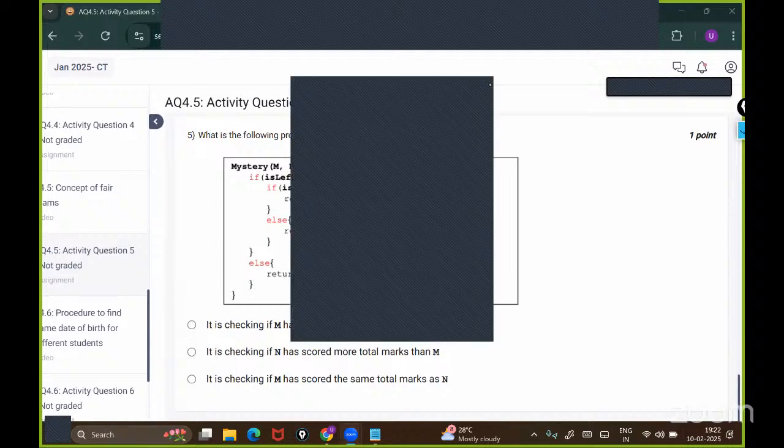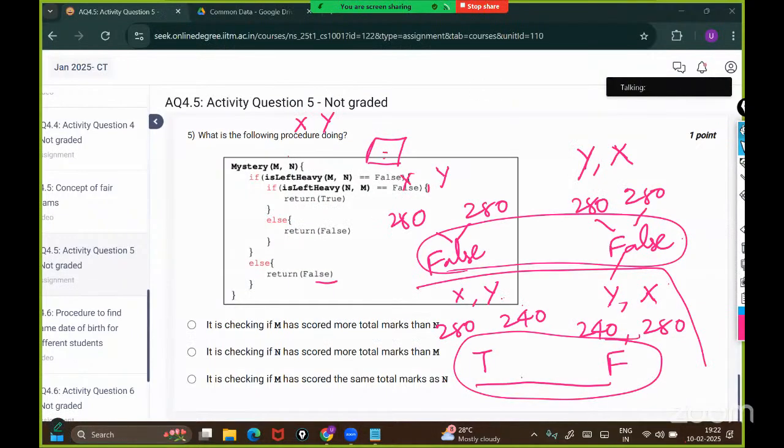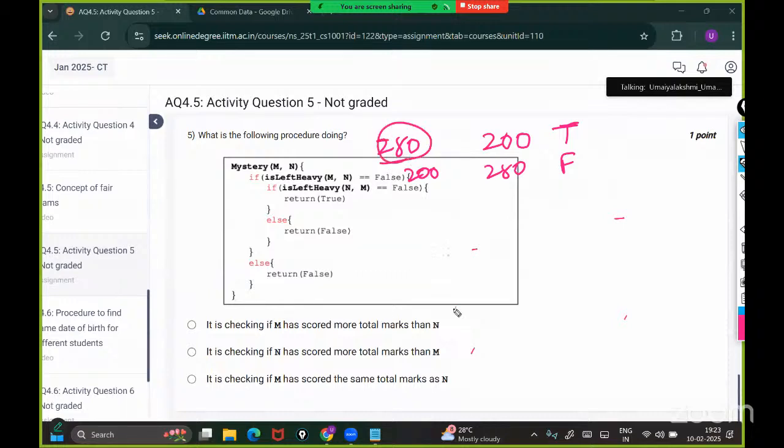Third option. Okay, if the m value is greater, let's take m as 280 and n as something like 200. So in this case, will I get false? Here, if m is greater, I'll get the value as true. But when I'm comparing 200 with 280, I'll get false. So both cannot be false. So if m is greater, I cannot get it.